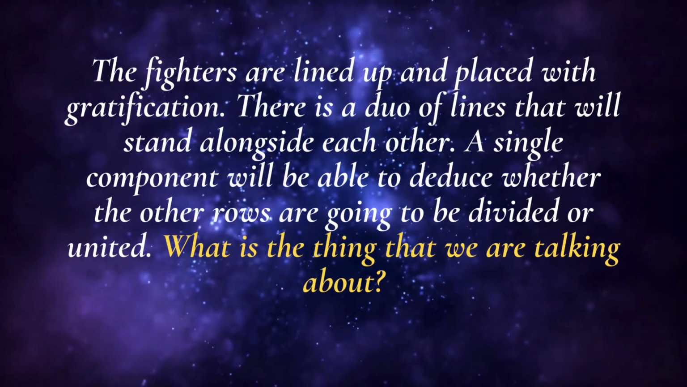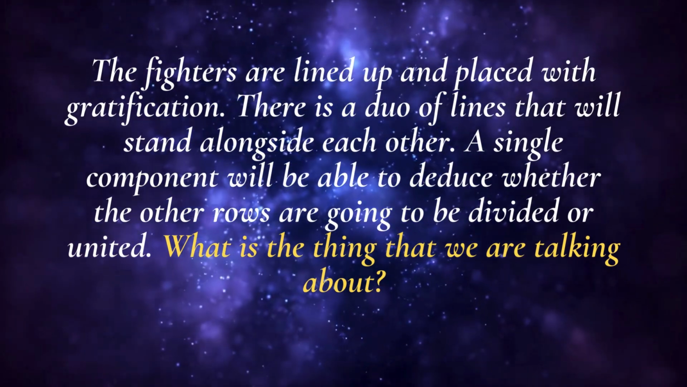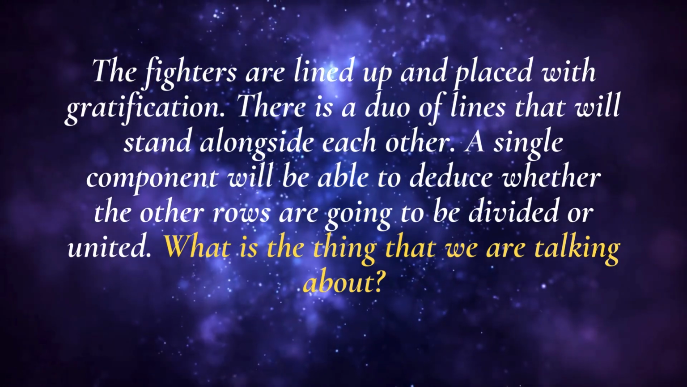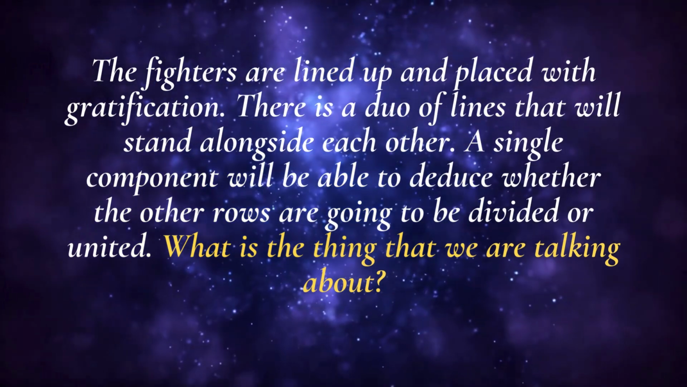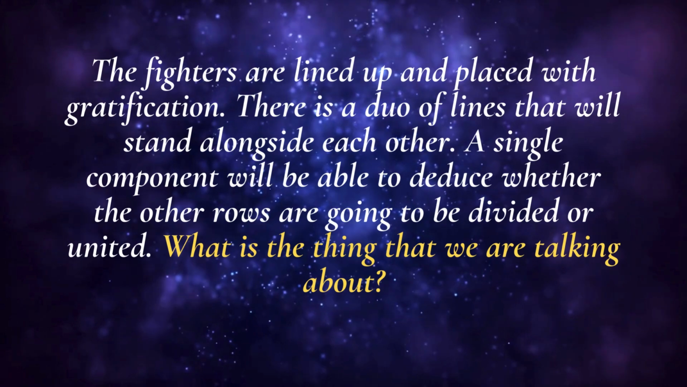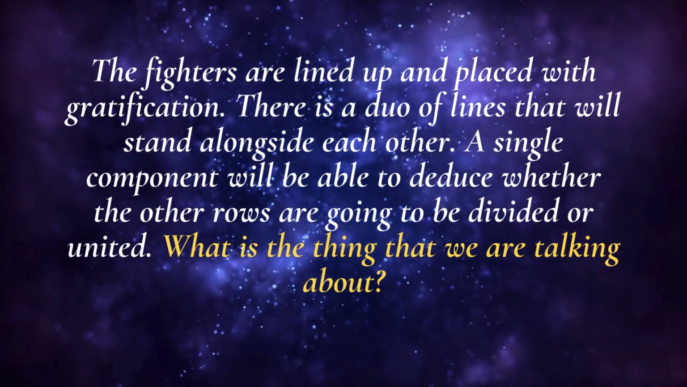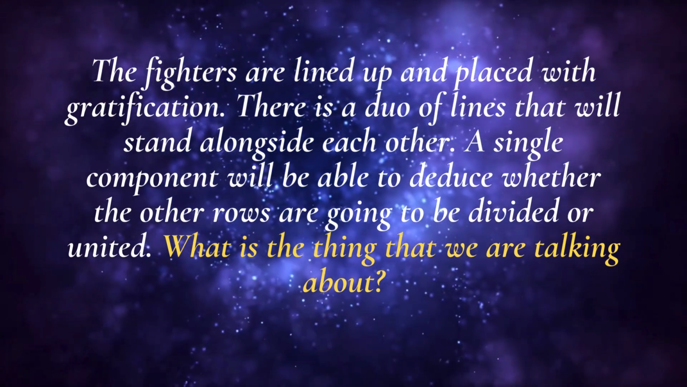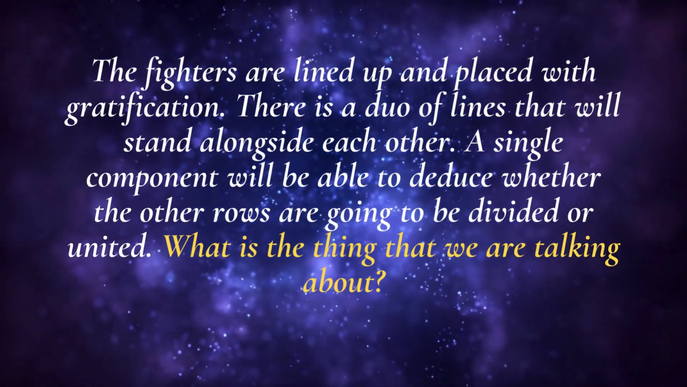The fighters are lined up and placed with gratification. There is a duo of lines that will stand alongside each other. A single component will be able to deduce whether the other rows are going to be divided or united. What is the thing that we are talking about?